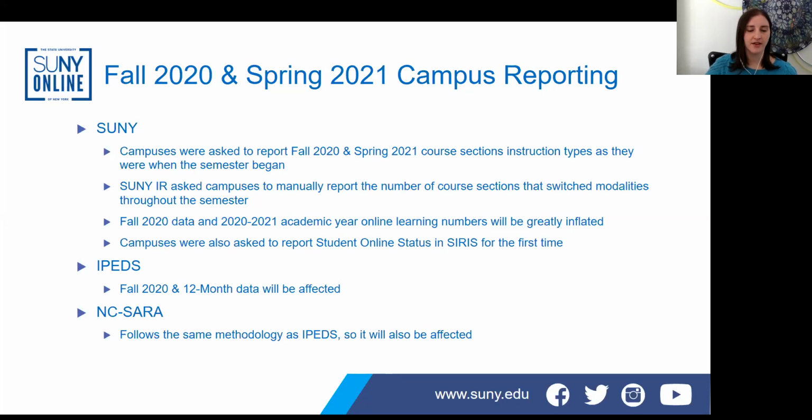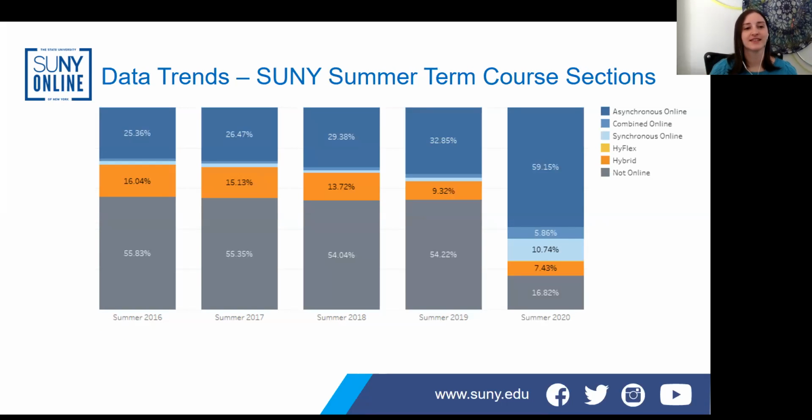All right, so moving on to a variety of charts. Hopefully you like charts because I've got a lot of them. And again, feel free to ask questions at any time. So these are the data trends we're seeing for the summer. These are summer terms going from summer 16 to summer 20. And the gray section is the not online course section type. So again, this is going back to our section online enrollment types. The dark blue at the top is asynchronous. The blue after that is combined online, and then the light blue is synchronous.